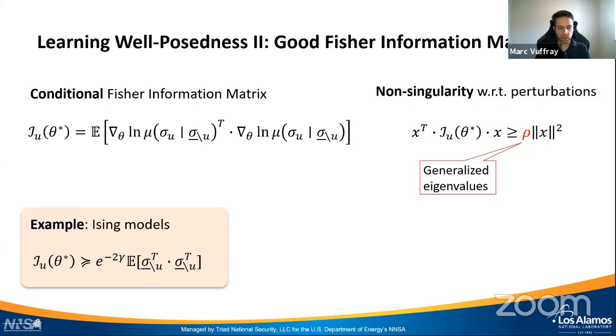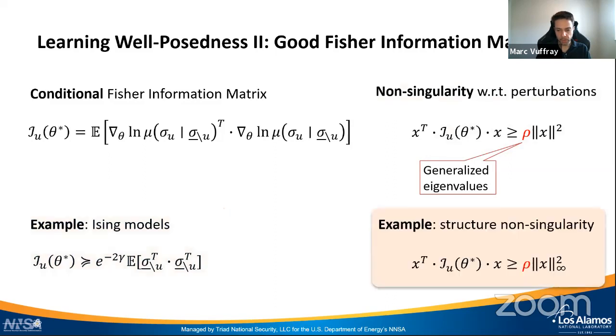In an Ising model, the conditional information matrix looks almost like a matrix with pairwise correlations inside. So you're asking that the matrix of pair correlations in your system is non-degenerate with respect to a certain norm. For the structure, it will be with respect to the infinity norm, and you hope that this constant, or generalized eigenvalue, does not scale with the dimension of the problem, because it will impact your computational complexity for the learning part.